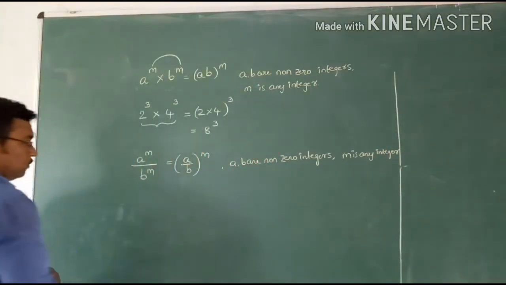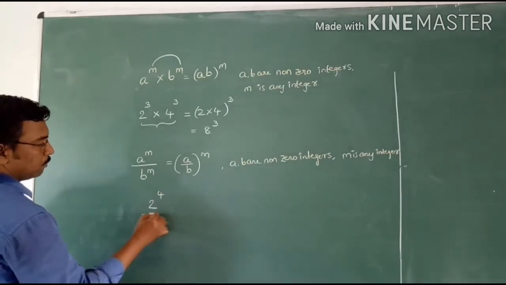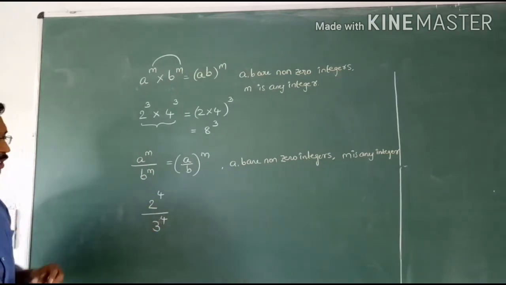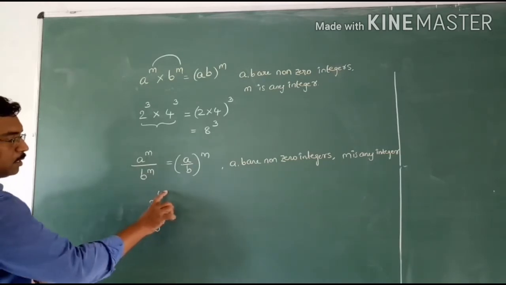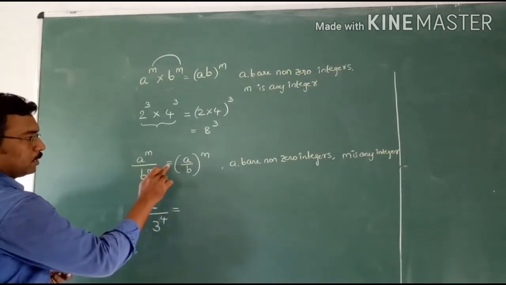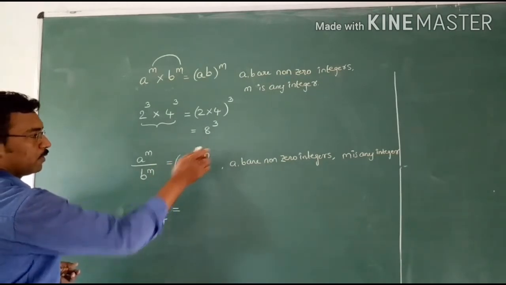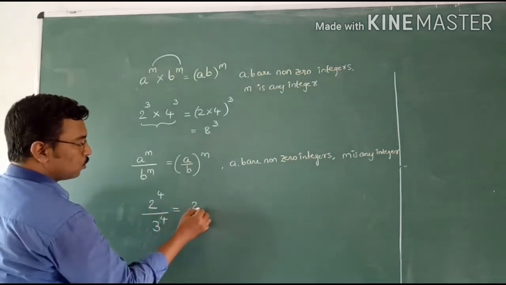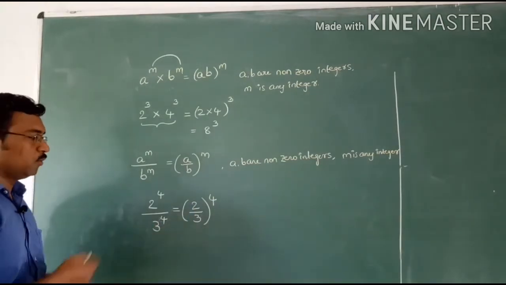See, 2 power 4 by 3 power 4. If you observe here, the bases are different. Here the base is 2, here the base is 3, but the power is same. So we can write like this: a power m by b power m is equal to a by b whole to the power m. So we can write this 2 power 4 by 3 power 4 as 2 by 3 whole to the power 4, like this.